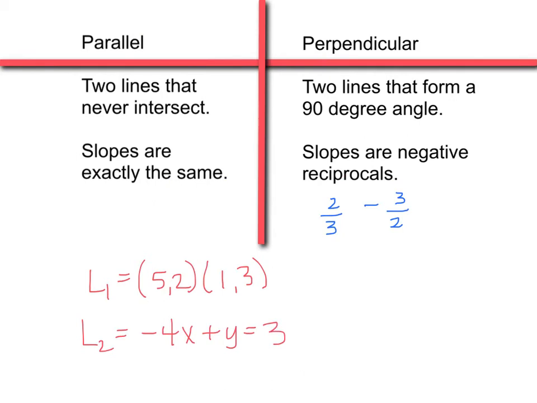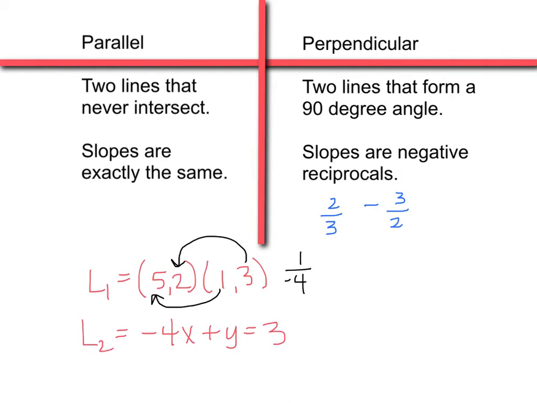So what I need to do is find the slopes of both of these lines, and if I can find the slopes of both of these lines, I can determine whether they're parallel, perpendicular, or neither. So to find the slope, you're going to subtract the y's. So 3 minus 2 would be 1. 1 minus 5 would be negative 4. It looks like the slope of the first line is 1 over negative 4.